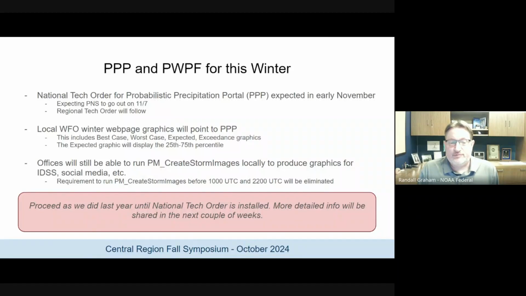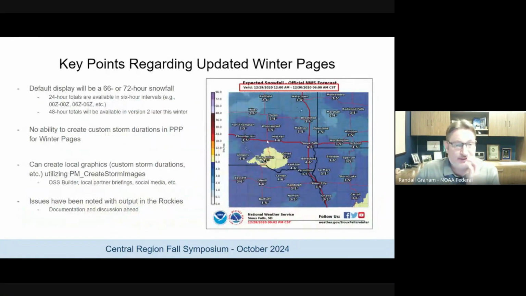The requirement, if you remember last year, was to run PM Create Storm Images before 10 UTC and 22 UTC. That's going to be eliminated once the PPP tech order is installed. But the key point for now is proceed as we did last year, running the create storm images before 10 and 22Z until that national tech order is installed. Once the national tech order is installed, that requirement goes away, but you can always run that script or that procedure to get the graphics that you want so that you can put them in your IDSS packets and put them on social media, etc. And we'll be sending out more information in the next couple weeks.